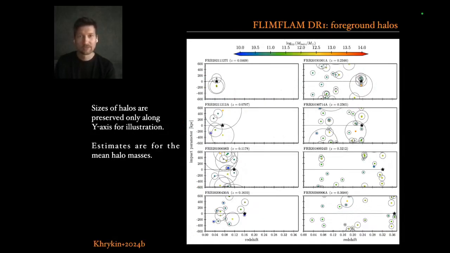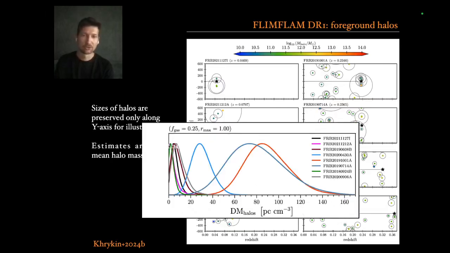The next step was to acquire the information on intervening halos using the narrow field observations. This plot shows you all the galaxies and groups that we found in each FRB sightline. Here, each circle illustrates the size of the halo, assuming these halos extend to 1 R200. I should emphasize that the sizes of the circles make sense only along the y-axis; this is done for visualization purposes. Again, note that this plot is done for the mean halo mass of each galaxy, and if we include the associated uncertainties, we can estimate the corresponding DM halo distributions in each FRB field, which are shown on this plot.